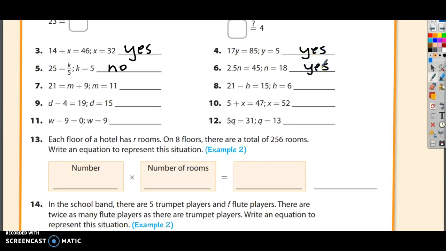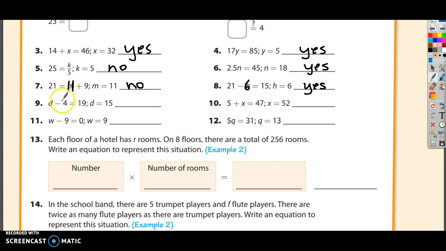And we're now on number 7, and we're going to take m out and replace it with 11. So I'm going to put 11 right here, and then I'm going to do 11 plus 9, and is that equal to 21? It is not, because 11 plus 9 is equal to 20. It was close, but it's not equivalent, or it's not a solution. Number 8, I'm going to take h out and replace it with 6. And I'm going to ask myself, is 21 minus 6 equal to 15? And it is, so I'm going to write yes.